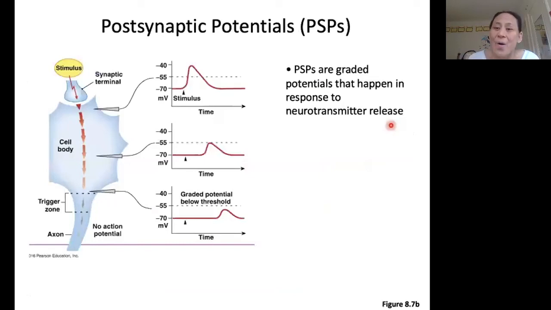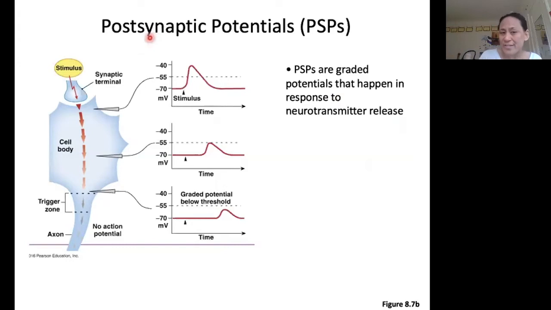All right, now let's take a look at these changes in membrane potential that we get in response to that neurotransmitter binding, right? Remember, we had neurotransmitter coming in, binding to receptors, leading to ion channels either opening or closing, and that's going to lead to some change in membrane potential, okay? What I want to point out about that membrane potential change is that it is a graded potential, okay?